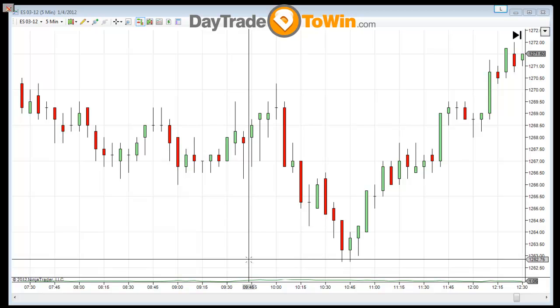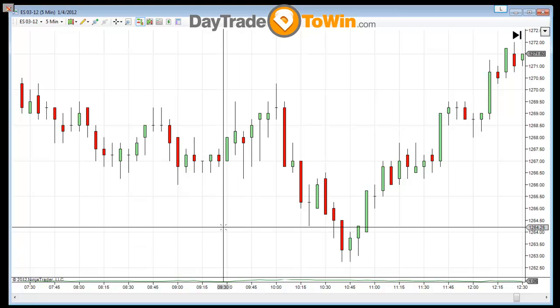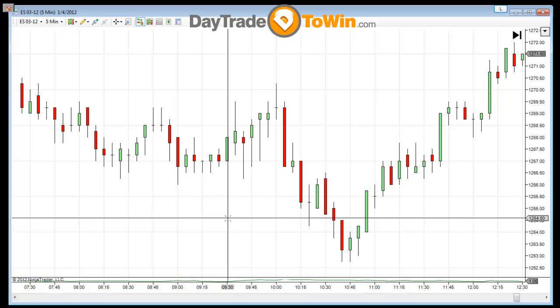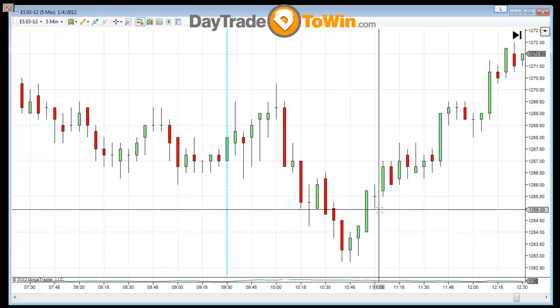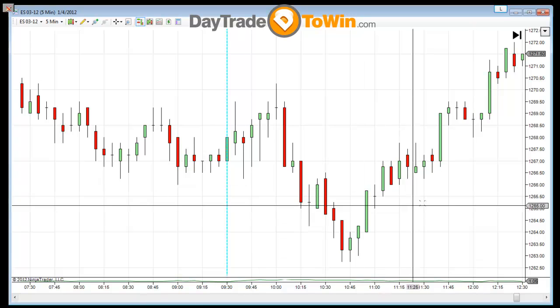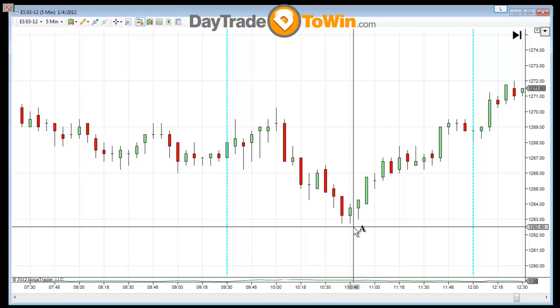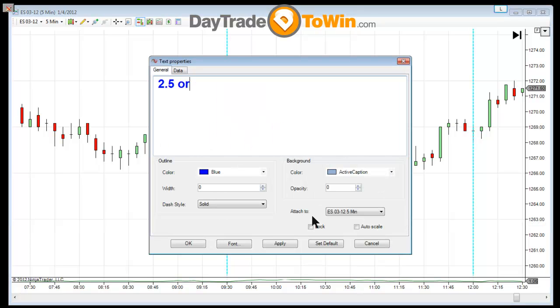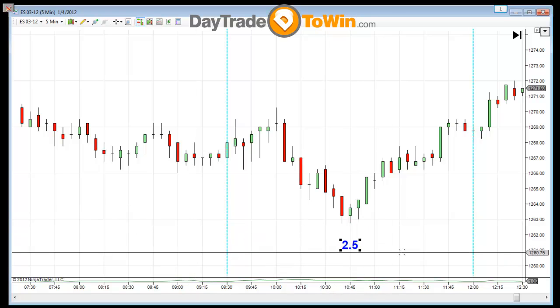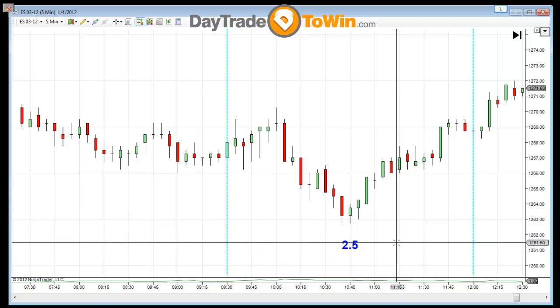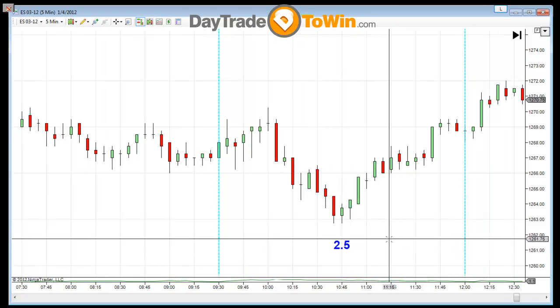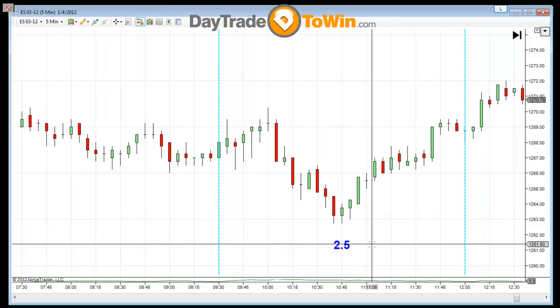And I'm going to outline that area. I'm going to place a vertical line right here, a vertical line at 12 o'clock, like so. I'm going to outline this area as the first 2.5 hours of the day, and I call that the A part of the day. Okay, call it the A part of the day.